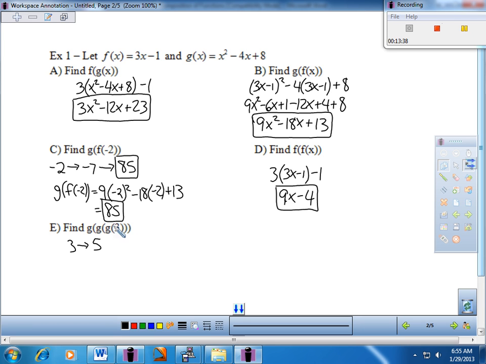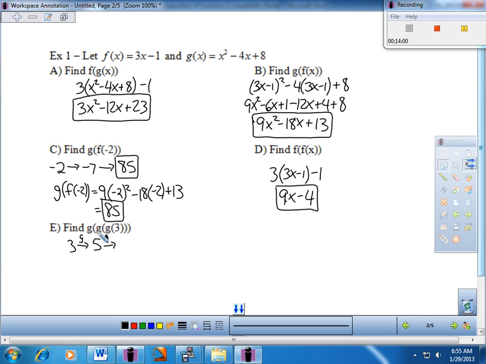That answer, of course, goes into the g value. So now it travels further. It goes into g. I don't know if this is a good way to do this, but I'm going to put a little g right there and a little g right there. So it goes into g once. Now it's going to go in a second time.